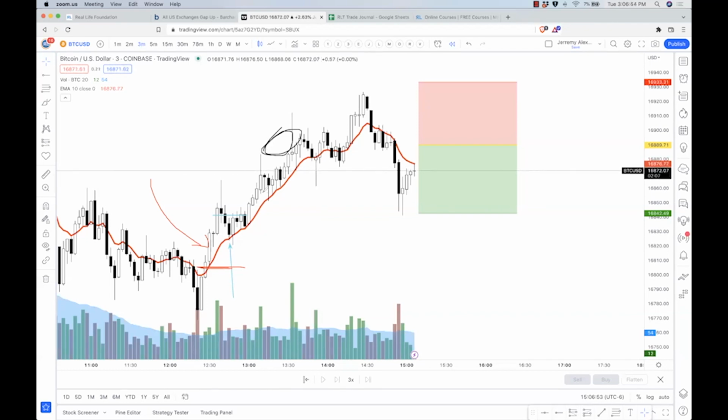So after that candle comes in, now you're going to wait for a bull candle to close below the moving average to reset the count, which is here. And once that candle comes in, you can go long again with a bear candle closing above the 10 EMA, or you just wait for the bull candle to close below the 10 EMA, which this one did.